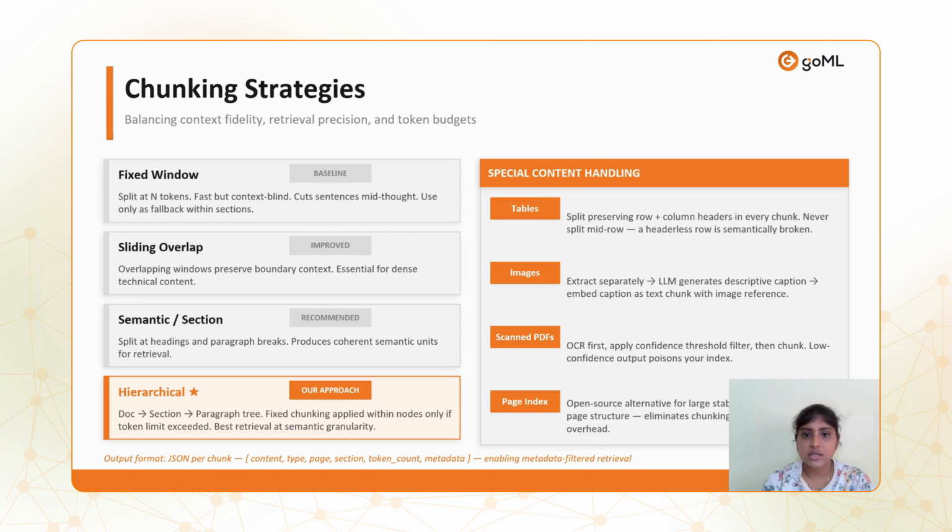While for images, they're extracted separately. An LLM caption is generated. The caption is chunked with an image reference. Now this becomes first-class retrievable content for images.